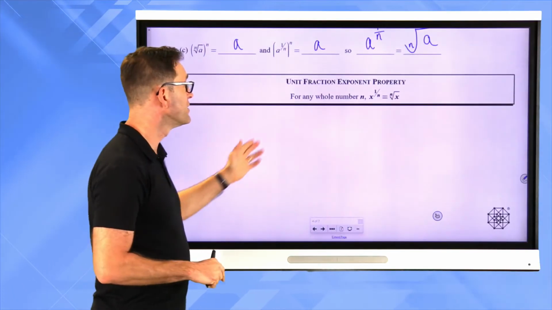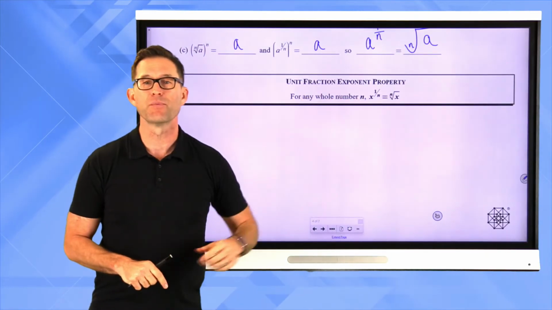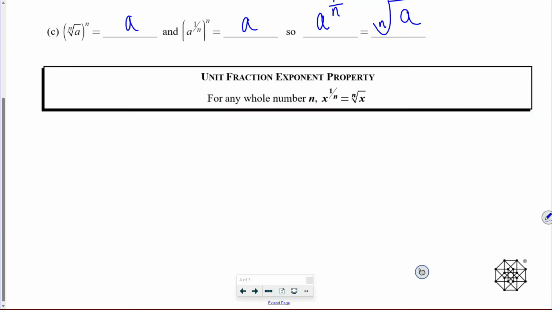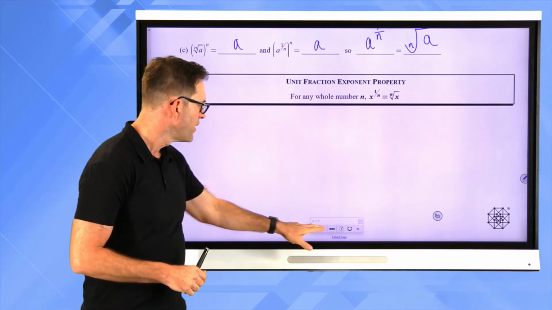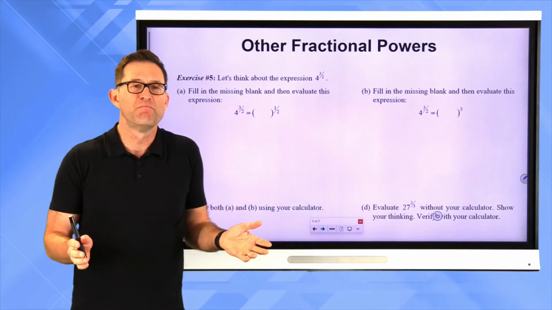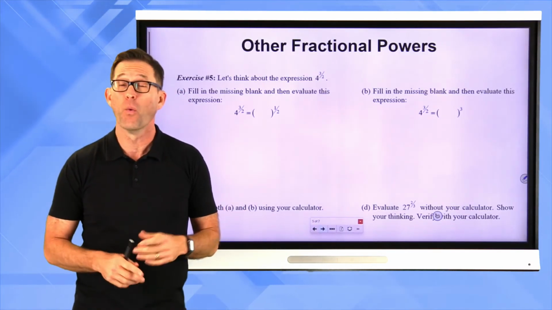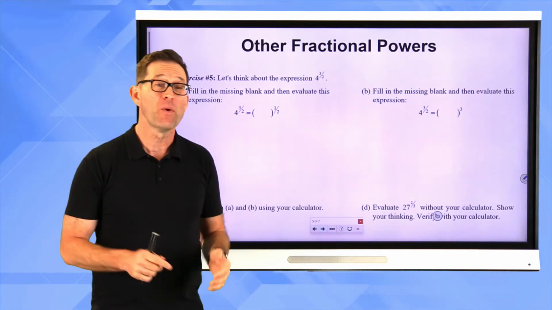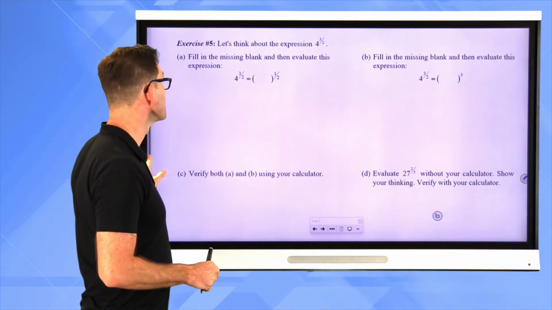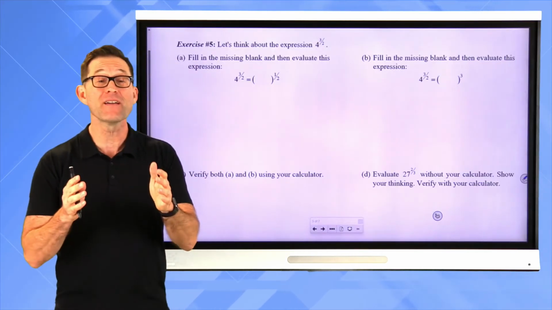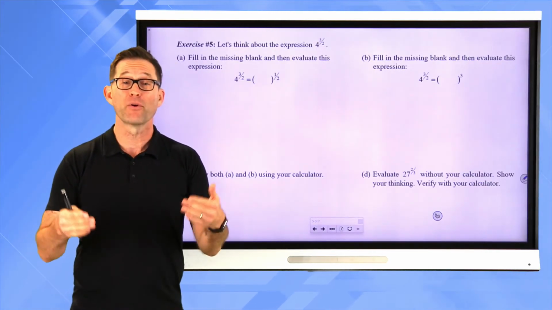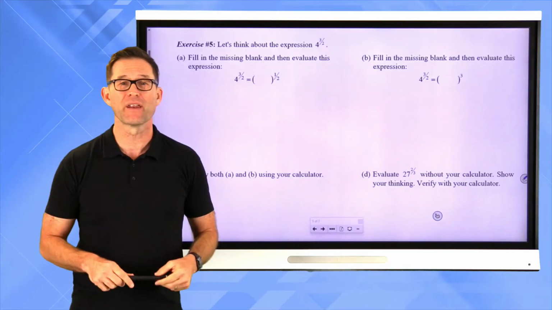All right, and there it is. Unit fraction exponent properties. For any whole number n, x to the 1 over n is equal to the nth root of x. Awesome. So, you know, that's nice, but what about fractional powers that aren't of the form 1 over n? Well, let's take a look at them in exercise number 5, and the key is going to be, again, the product property of exponents. Let's take a look at exercise number 5.